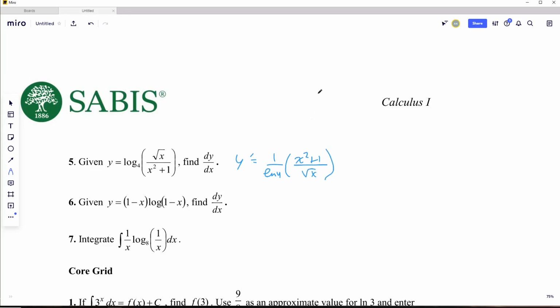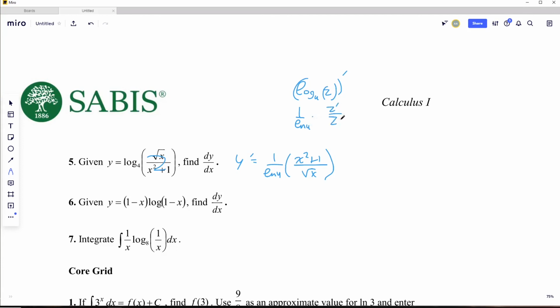Why? Because it's the derivative. I'm just going to denote it by, I don't know, let's name this z. The entire thing is z. So log 4 of z, the prime of log 4 of z is nothing but 1 over ln of 4 times z prime over z.